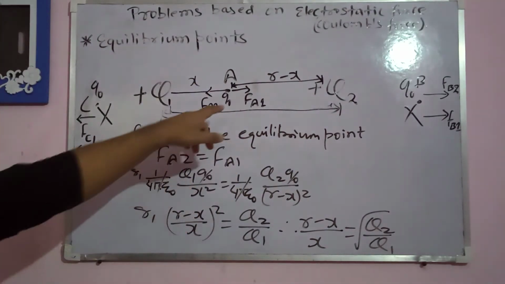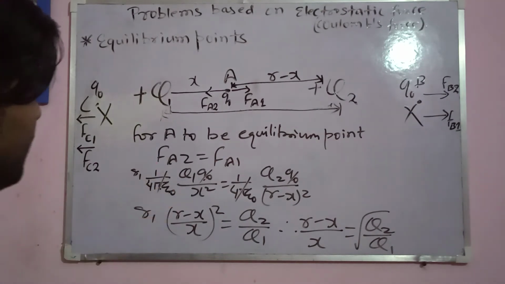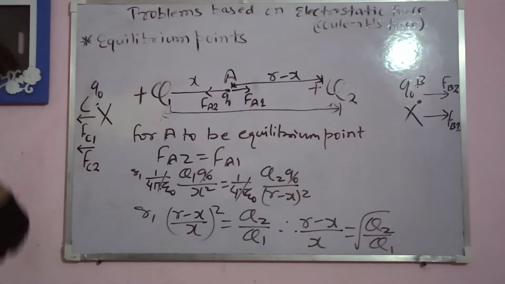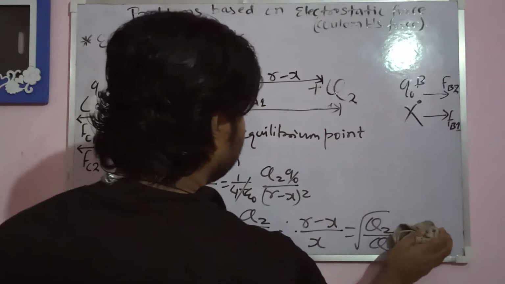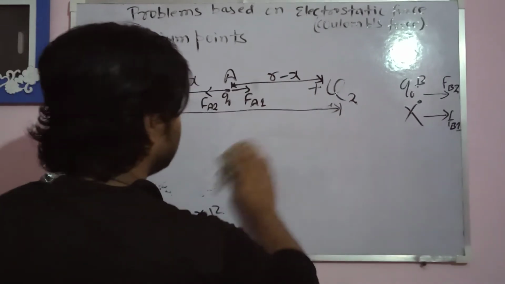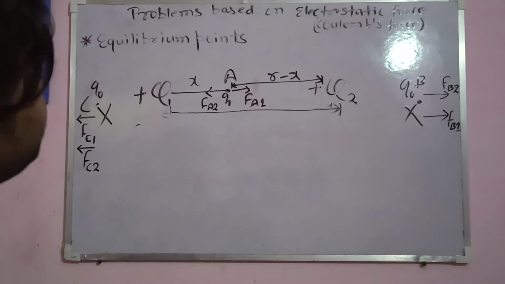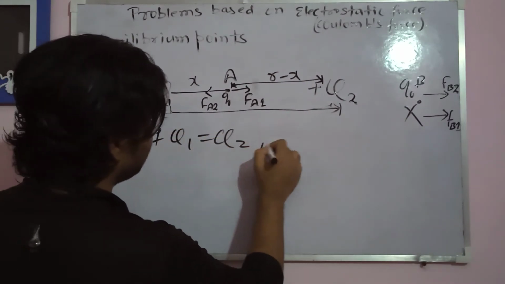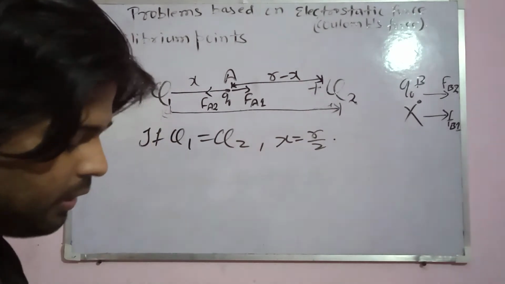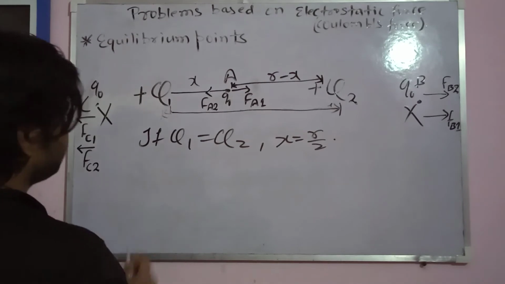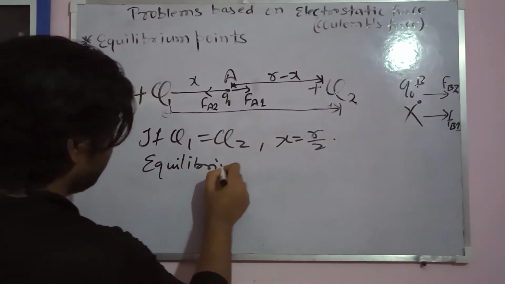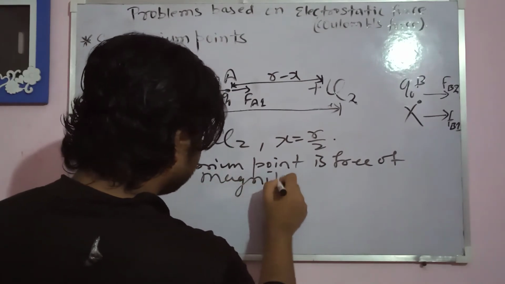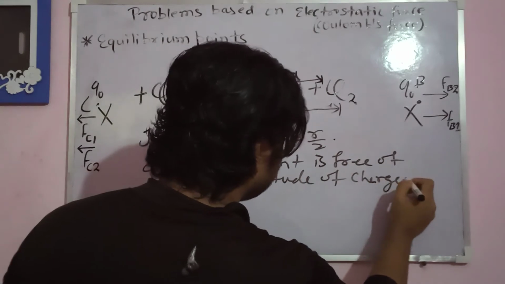And you can notice here that this equilibrium point is free of the charge. So whatever charge I place here, it must be in equilibrium. But notice one thing here. If Q1 is equal to Q2, x is equal to R by 2. One note. Second thing, the equilibrium point is free of the magnitude of the charge over it.